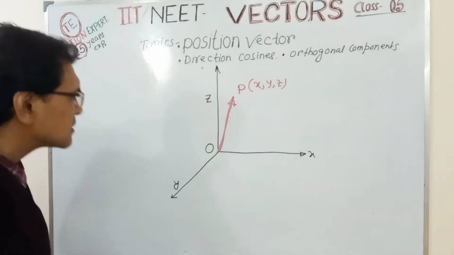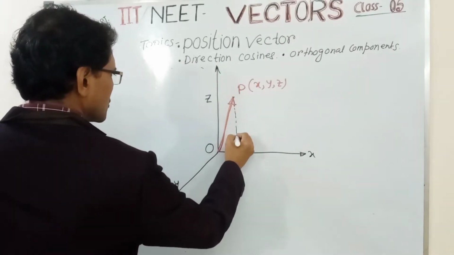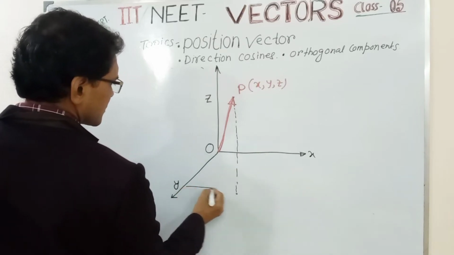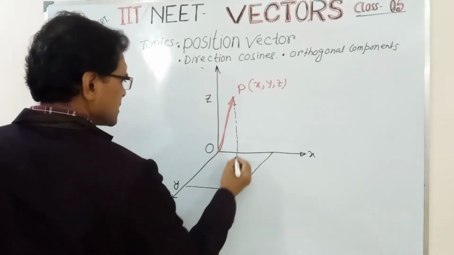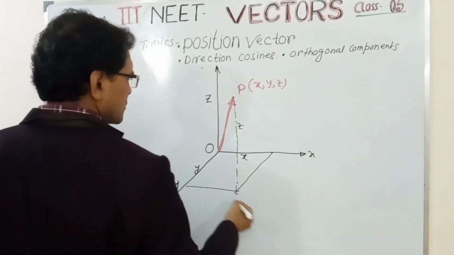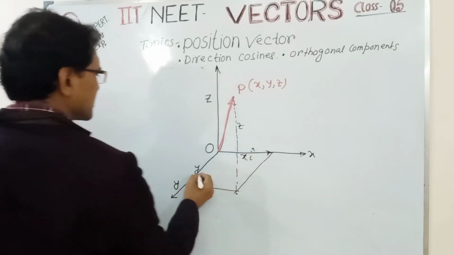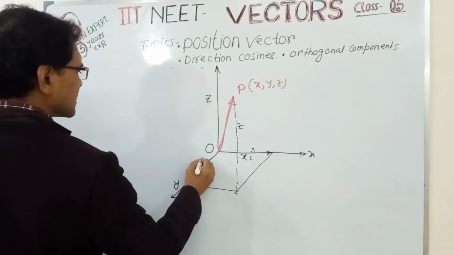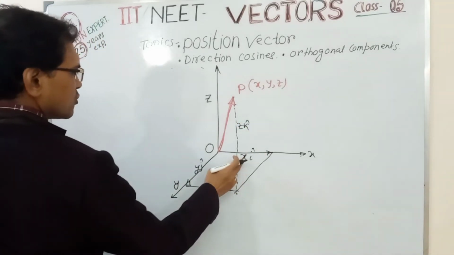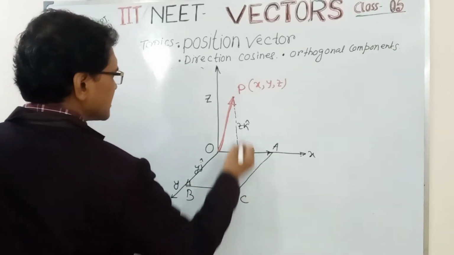Now draw a perpendicular from P to the xy plane. We draw a perpendicular here. So this becomes x, this becomes y, and this becomes z. Now we know the unit vector along x is i, so this vector will be x i vector, this vector will be y j vector, and this vector will be z k vector, because we know vector equals magnitude into direction. Suppose this is A, B, this is C, this is P.